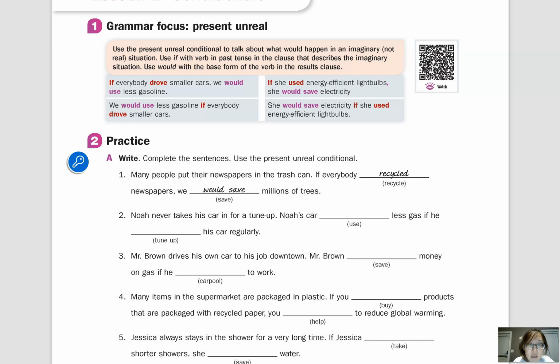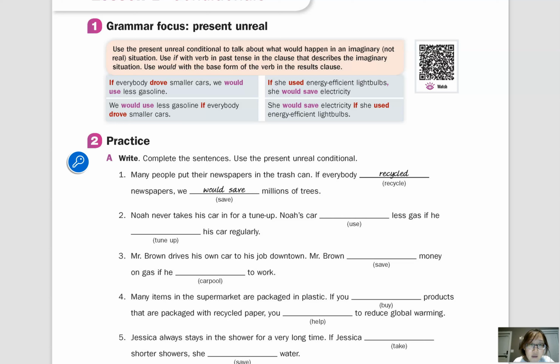So keep in mind that when we use be verbs, we have to use were in the imaginary situation. And if we use action verbs, then we use the action verb in past tense. So everything is past tense in the if clause, but for the be verbs, we use were, and for action verbs, we use the action verb in past tense.